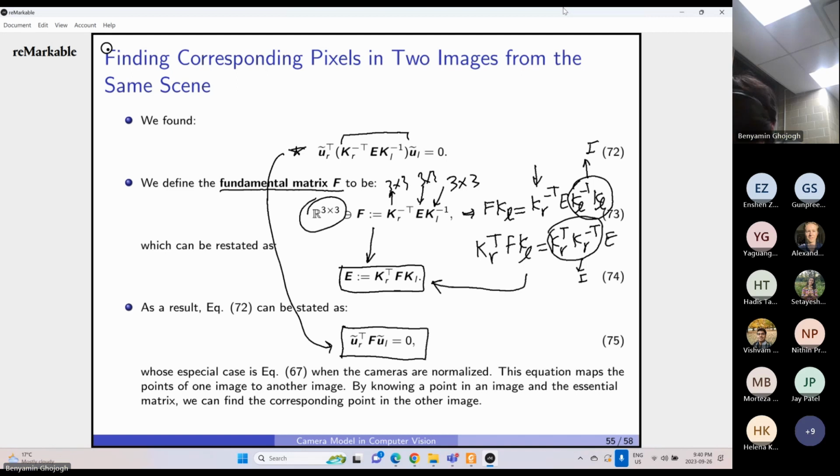What does it do? This equation maps the points from one image to another image. As you see, the result is simple. So these are the pixels in one image, the left camera. These are the pixels in the right camera. You see that? And also this is one equation because this is 3 by 1, this is 1 by 3, and this is 3 by 3.